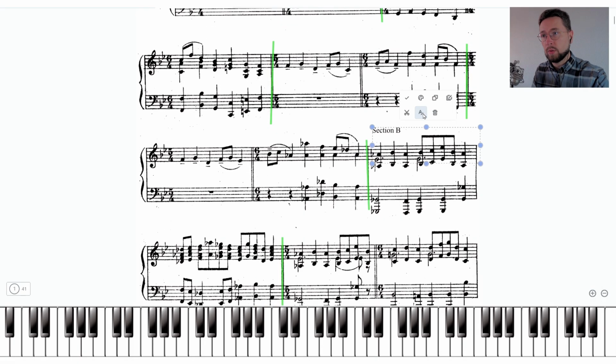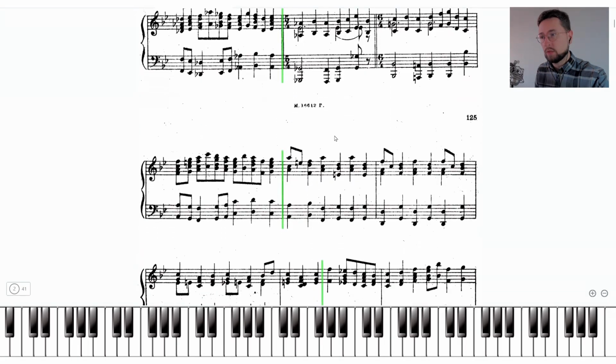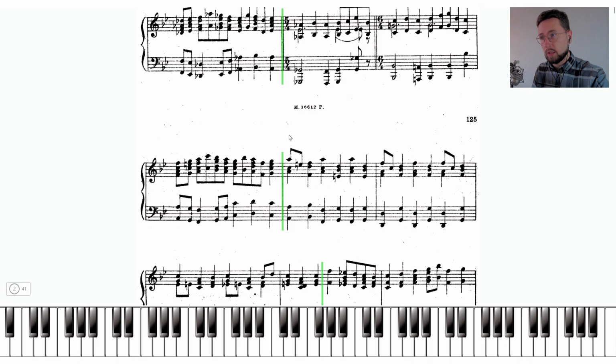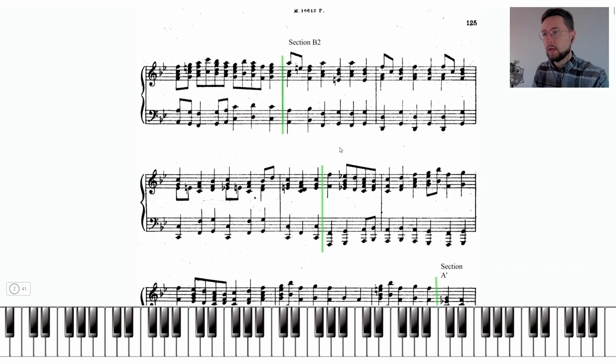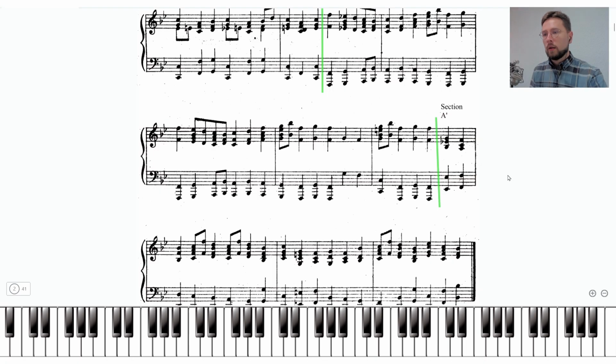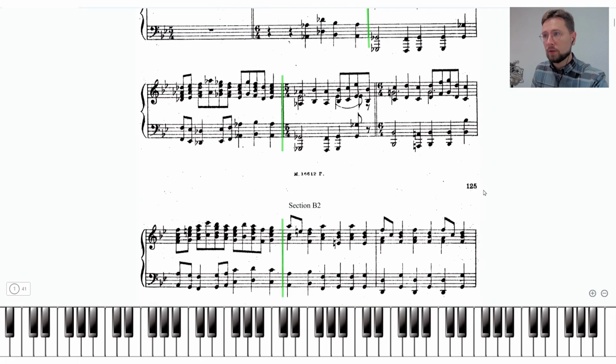We have a section B1 with these phrases. Then we have a section B2, which has a different material. And finally, we have section B3. So these are the three sections that B has. Now, these three sections that we have in B are particularly contrasting because they have different melodic and rhythmic profiles.